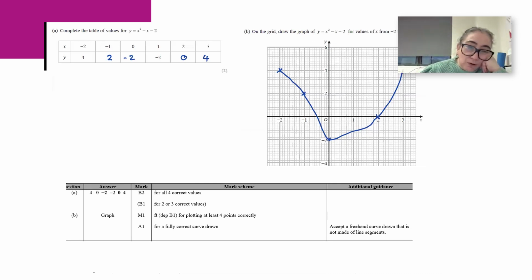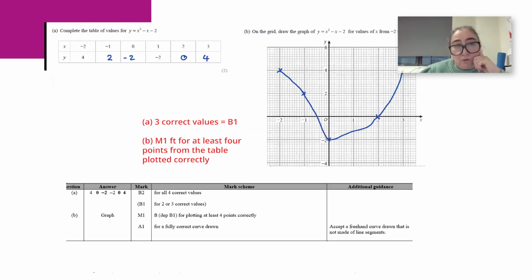But interestingly, when you go through it, this particular student has your 4, which was given, the zero's wrong, the -2 is correct, the 4 is correct. So they have got 3 correct values in their table, so they get 1 mark for the table. They have then plotted the -2, 4 correctly. They've plotted their -1, 2 correctly. They have plotted the 0, -2 correctly. They've plotted the 2, 0 correctly, and they've plotted the 3, 4 correctly.